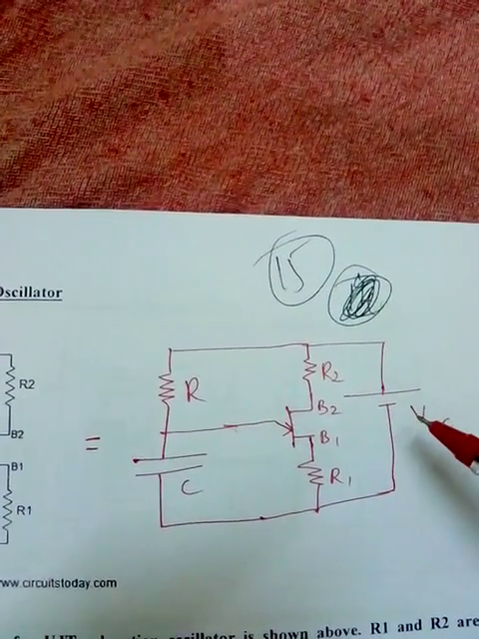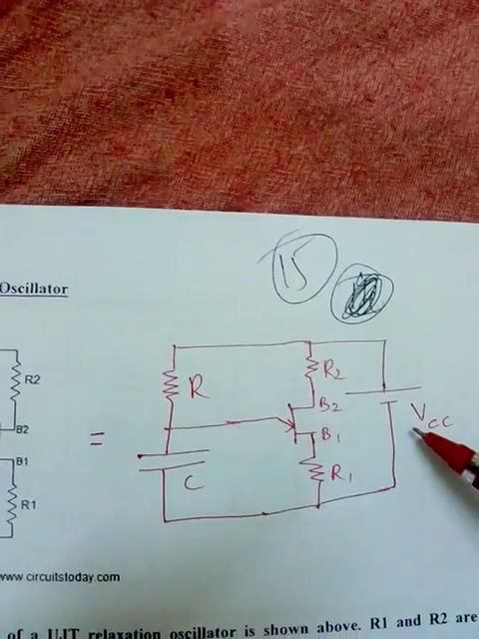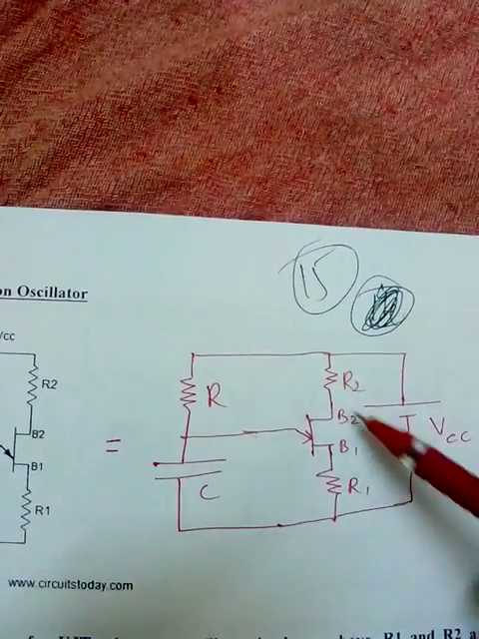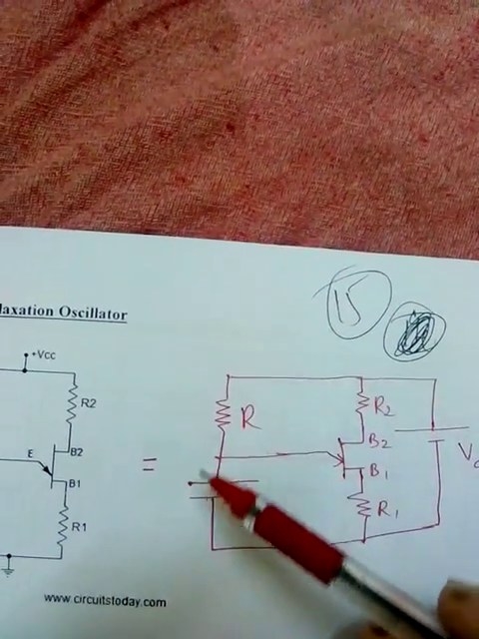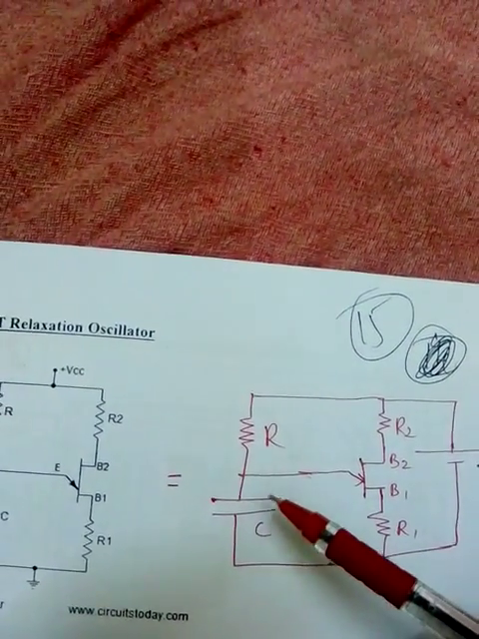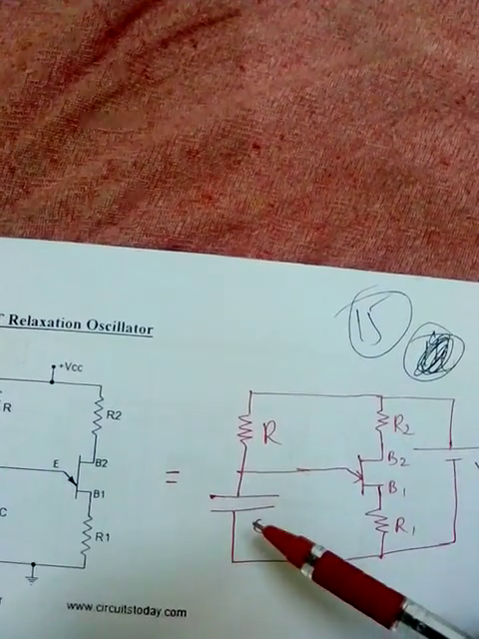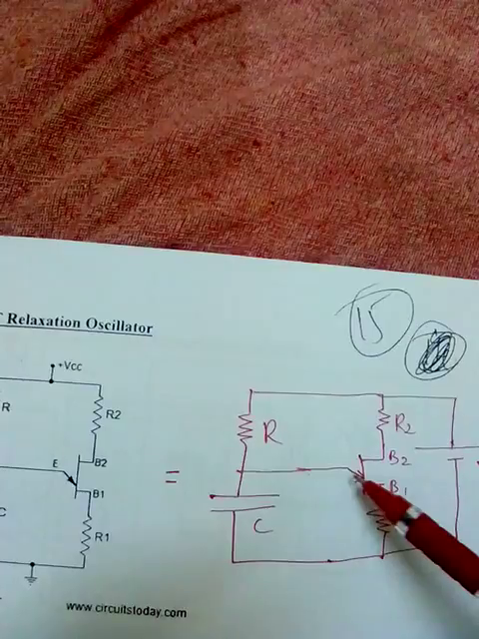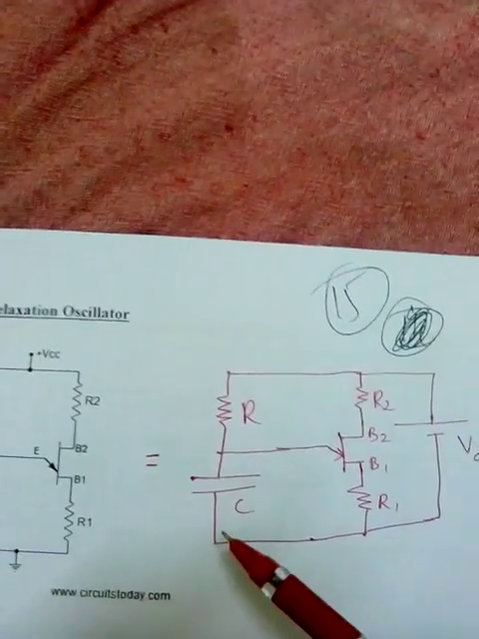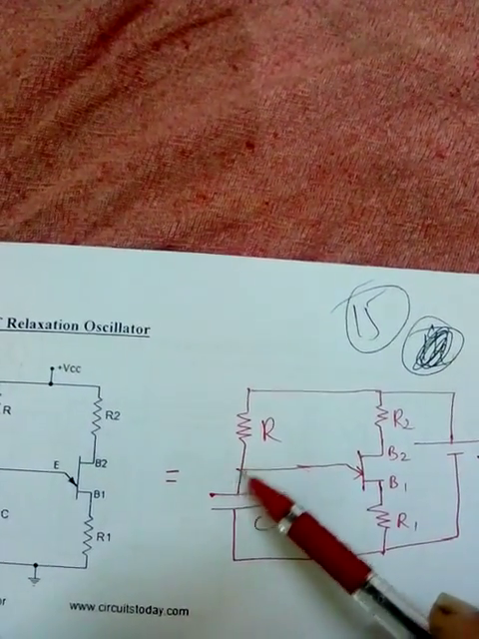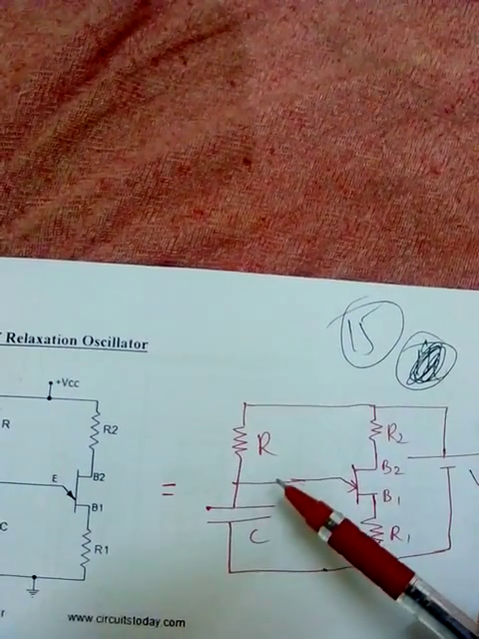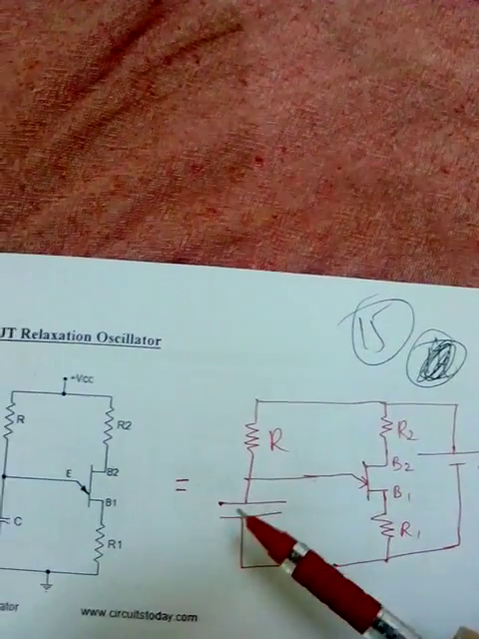Suppose VCC is around 10 volts and the intrinsic standoff voltage of the UJT is 6 volts. So the capacitor will charge, and the capacitor voltage will increase 1, 2, 3, 4 like that till 6 volts plus the breakdown of this PN junction, say 6.7 volts. When the capacitor voltage reaches 6.7 volts, this junction will break down and the capacitor will discharge in this path.